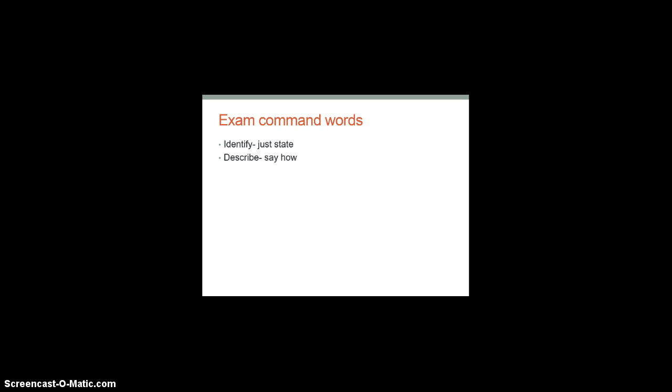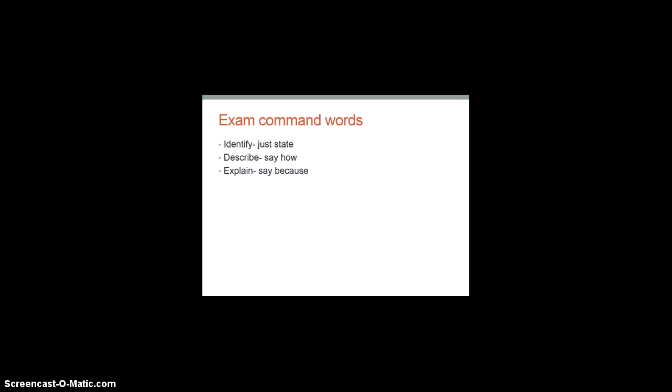Now, a slightly more difficult skill is describing something. It's saying how or saying what's occurring. And the final one is explaining. Now, if you're going to explain something, you're trying to justify it, and to do that you'll say because.